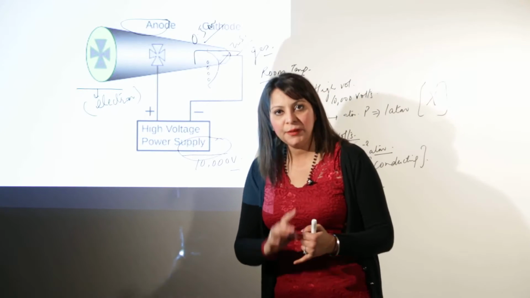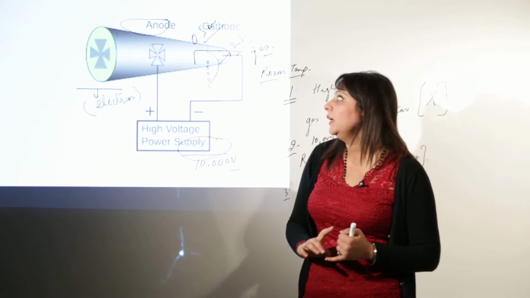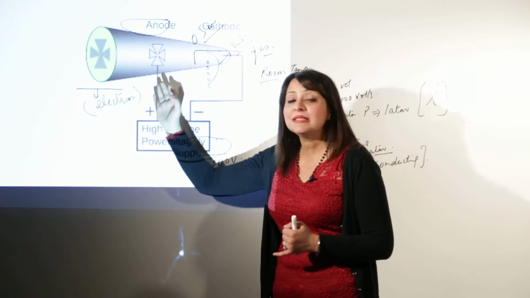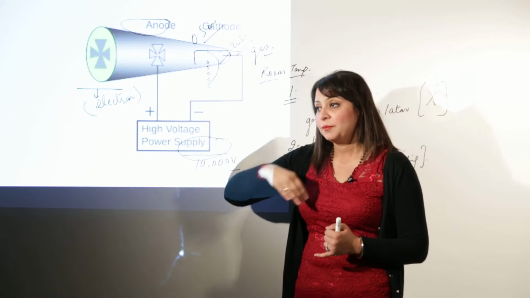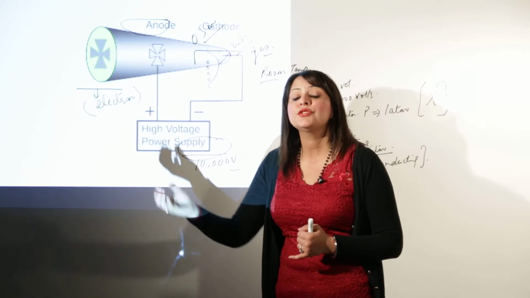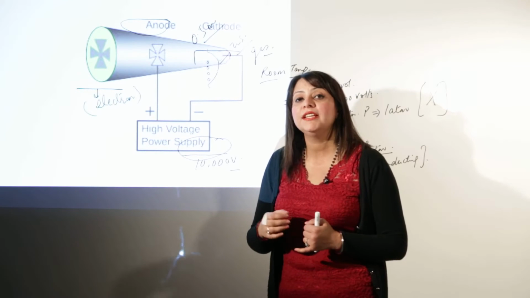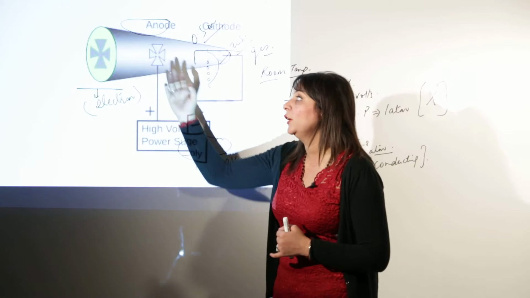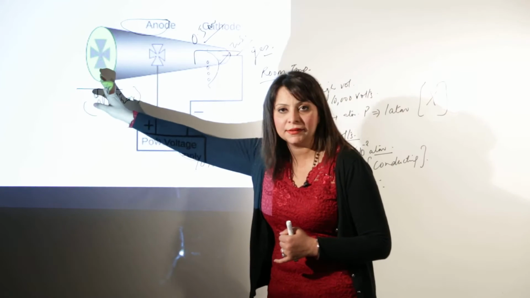Got it? I'll repeat again, just listen carefully. When the object was placed in the path of the cathode rays, it cast the shadow of the object after the object, which shows that cathode rays were traveling in a straight line, because if they were not traveling in a straight line, the shadow wouldn't have been cast on this side, right?